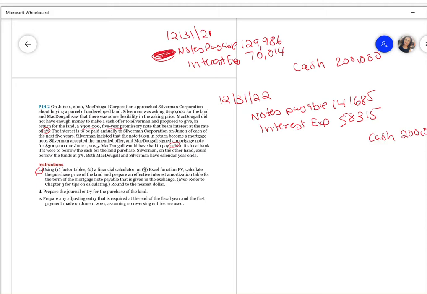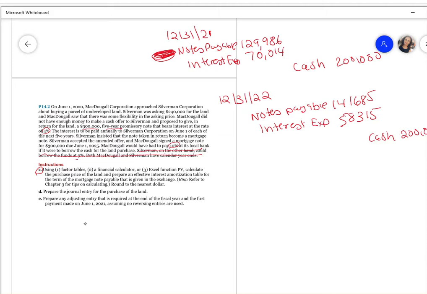Can we calculate the present value of our bond? Yes, we could calculate the present value now. The question says that Silverman, on the other hand, could borrow the funds at 9%, but they did not borrow it. So this does not apply to us because they didn't borrow the funds, they got the note. That extra information is there that we don't need.